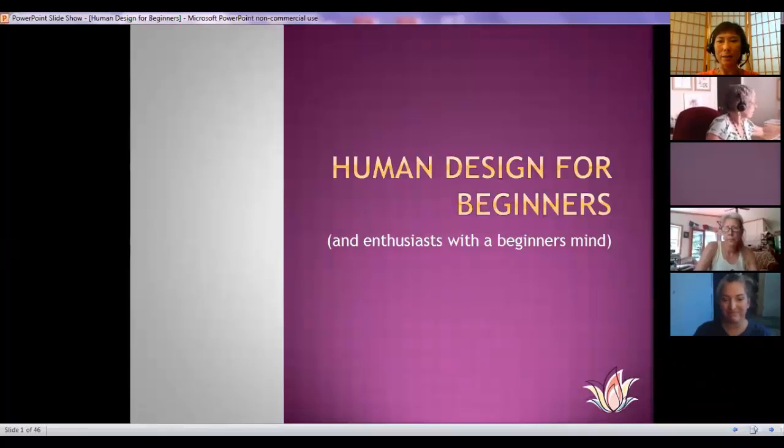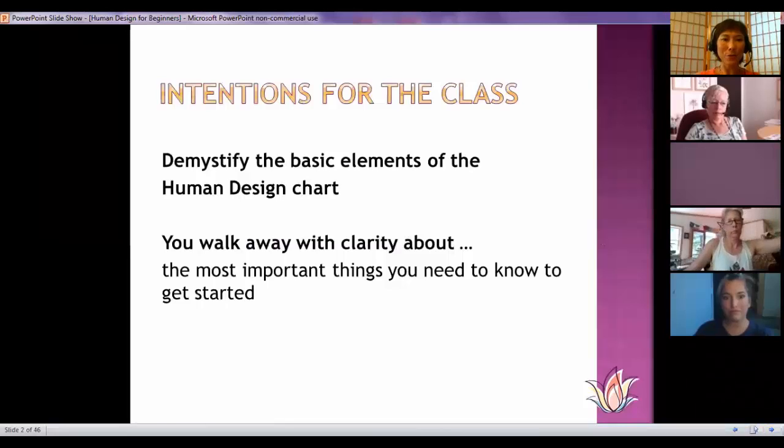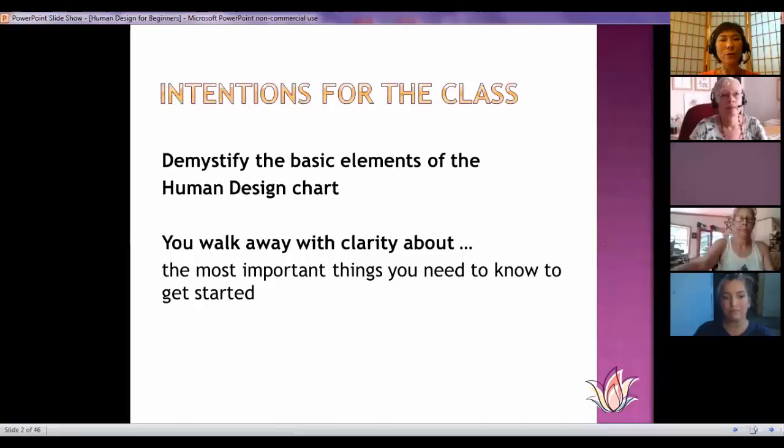And I think that the more interactive we can be with understanding some of the basics, the more you'll be able to ground that understanding into your daily experience. So thank you so much for coming and playing with me for this hour and a half that we have together. My intention for this class is to demystify the basic elements of the human design chart so that you walk away with clarity about the most important things you need to know to get started.